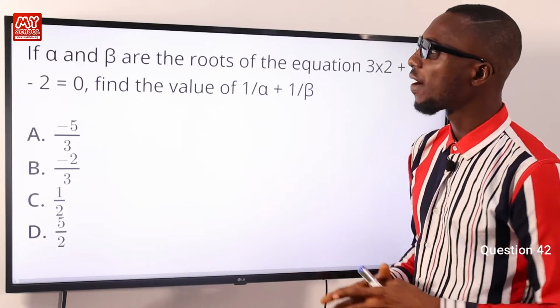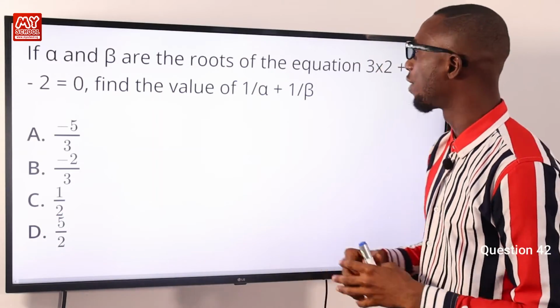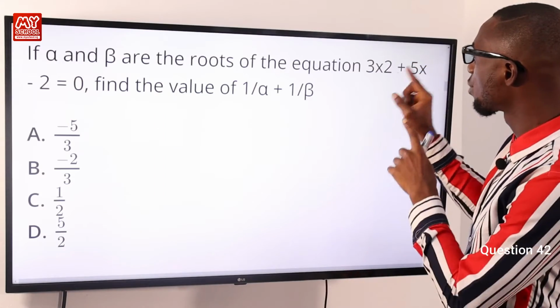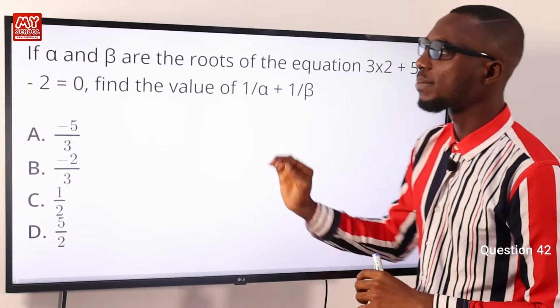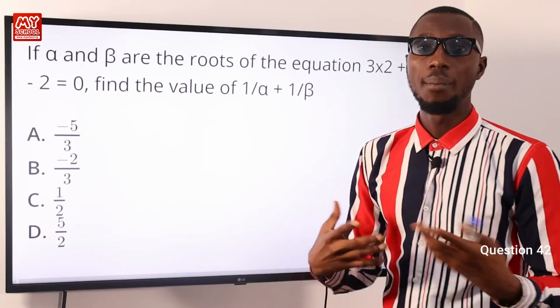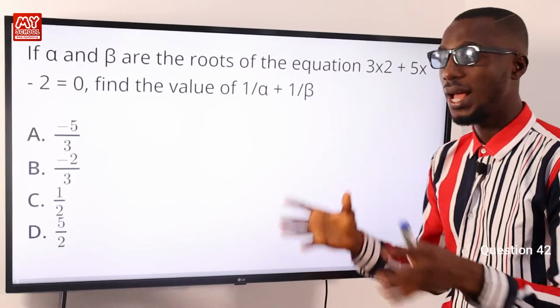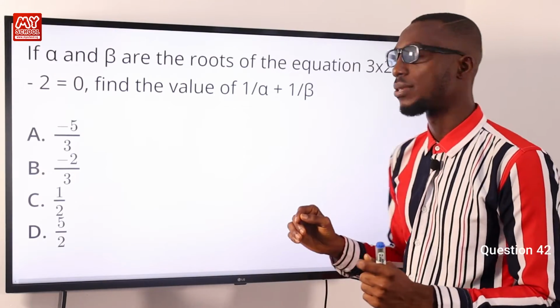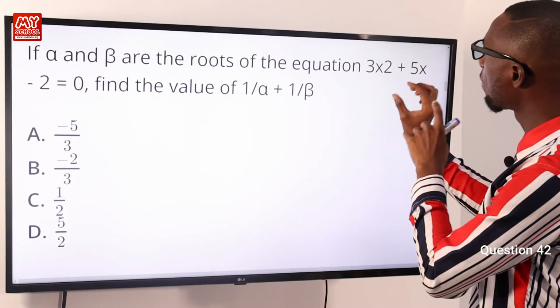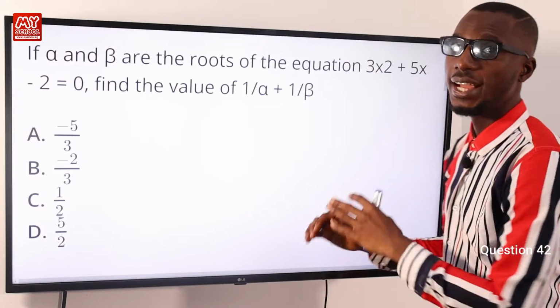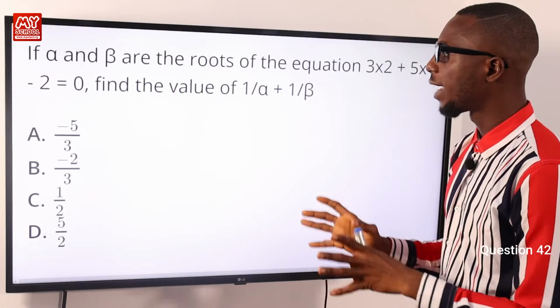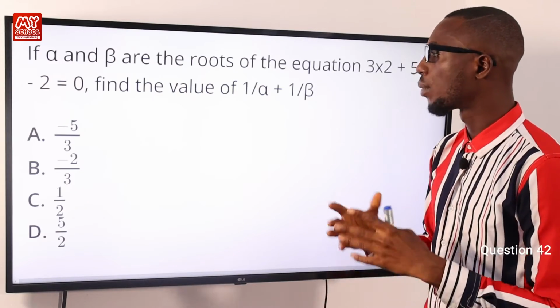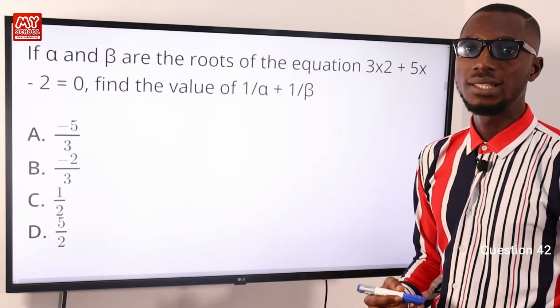So if alpha and beta are the roots of the equation 3x raised to power 2, not times, rather, plus 5x minus 2 equals 0. I'm going to repeat the question again for clarity, especially the equation part. We have 3x squared plus 5x minus 2 equals 0. Find the value of 1 over alpha plus 1 over beta.